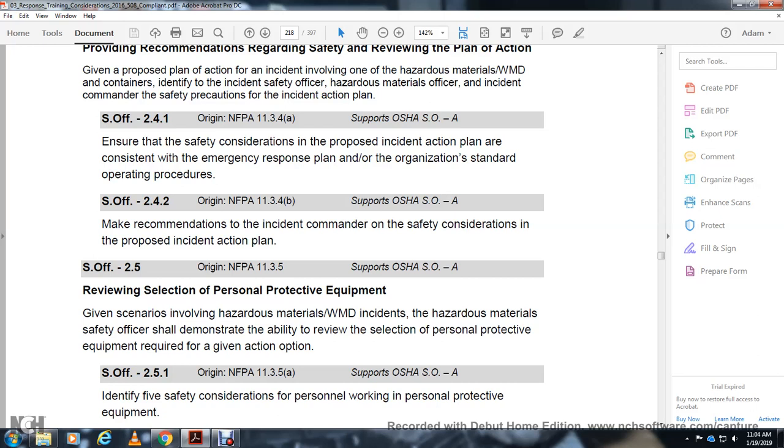Review the selection of personal protective equipment for the scenario involved with the hazardous material weapon of mass destruction, for the safety of the responders. Demonstrate the ability to review the selection of personal protective equipment regarding the requirements, give the action options, and include the safety considerations for personnel working in personal protective equipment.